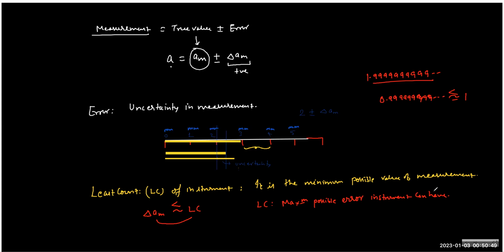Okay, so anyway, measurement of a physical quantity we write as the true value plus minus the delta m. The least count is for the instrument, and the least count is the minimum possible value that the instrument can measure, or it is the maximum possible error the student can have. Okay, and therefore, the experiment you have performed, you are getting the answer AM plus minus delta M.